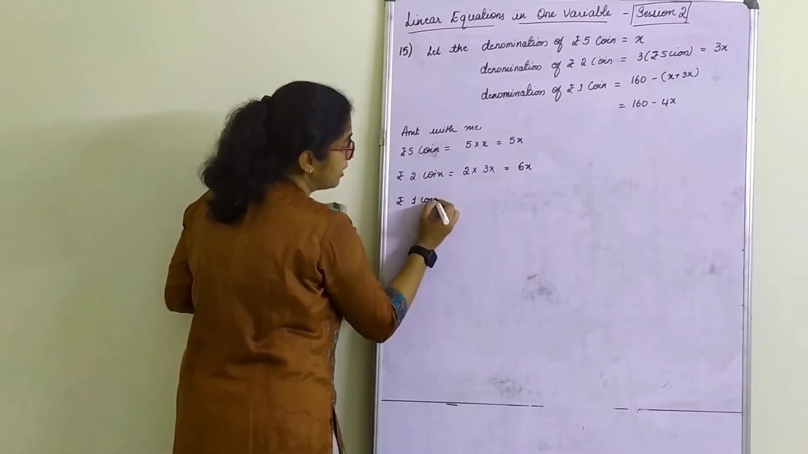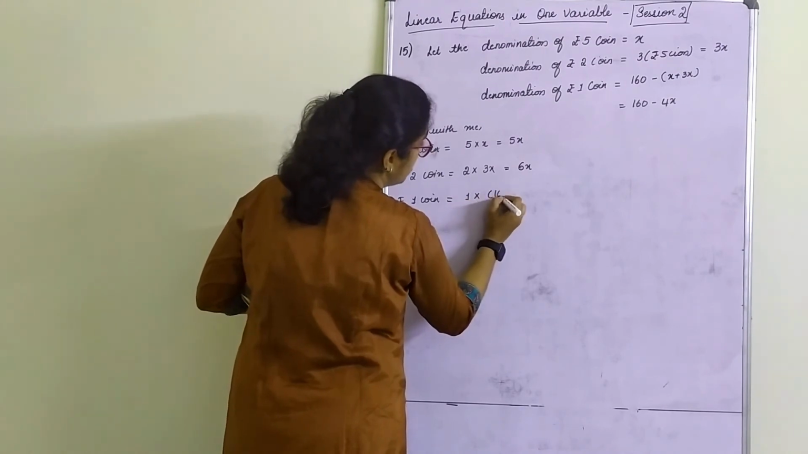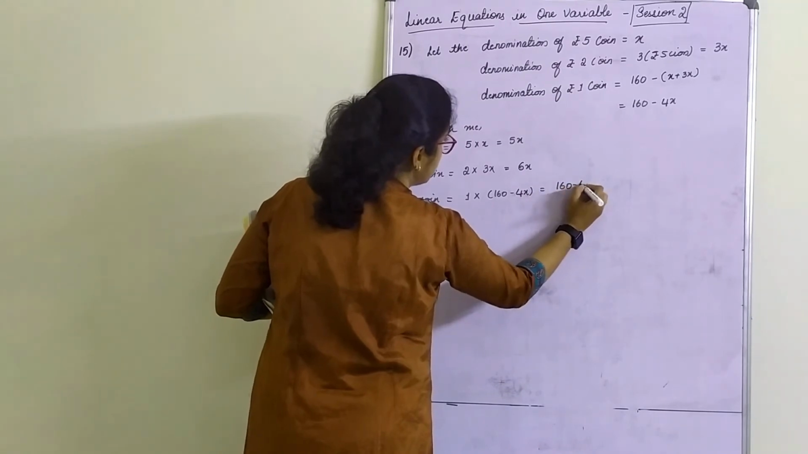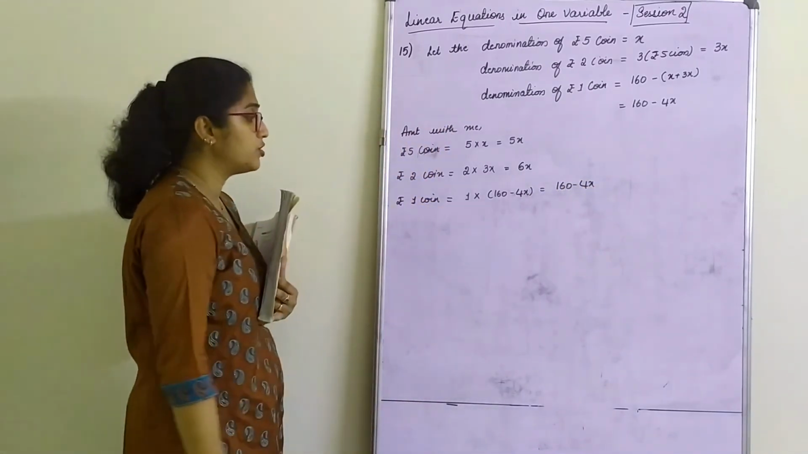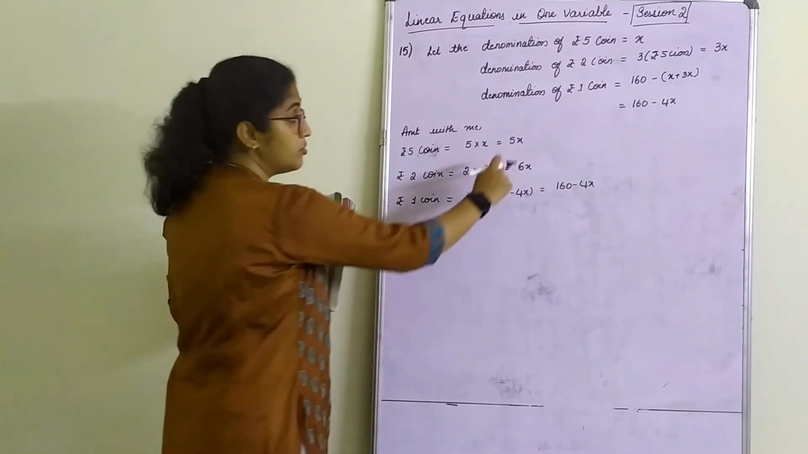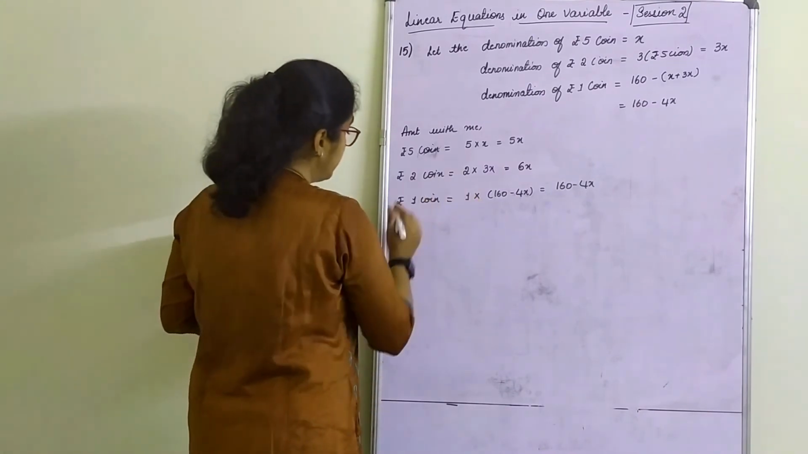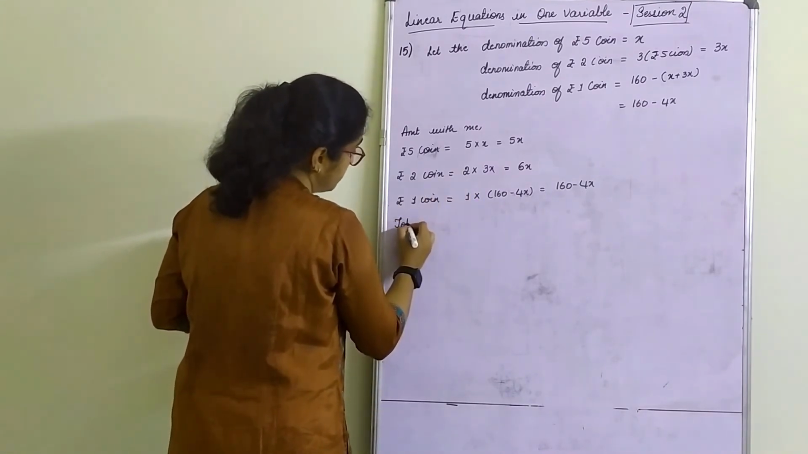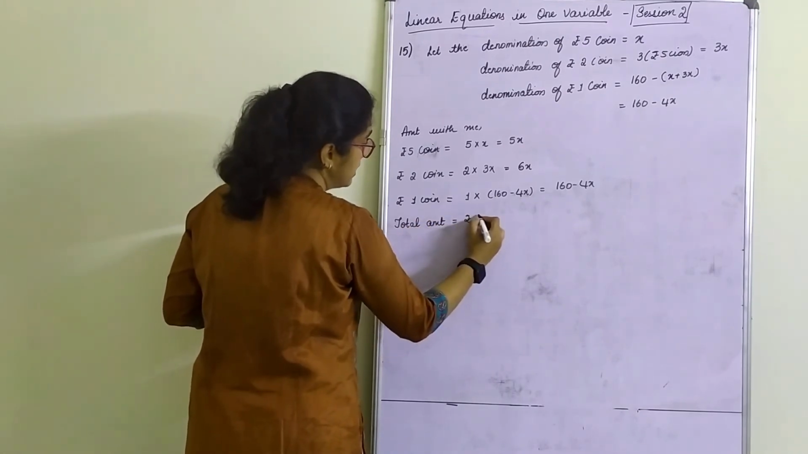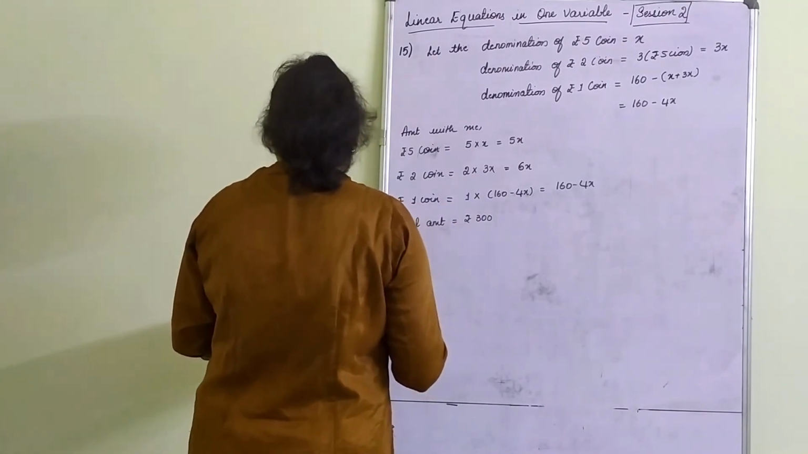The number of 1 rupee coins is 1 into 160 minus 4x, that is 160 minus 4x only. Denomination of what total amount I am having, I am just calculating here. So this is 5x, 6x, because it is 2 times. Then total amount is equal to rupees 300. That is what is given here, right? The total amount is rupees 300.